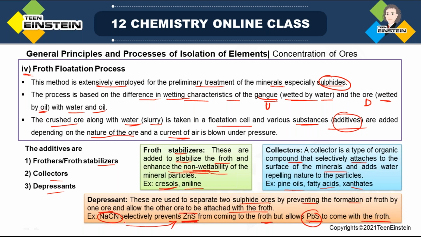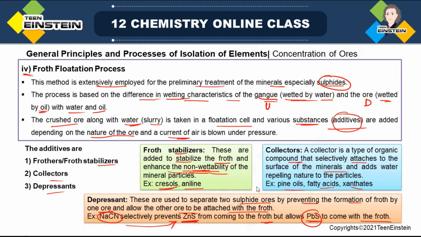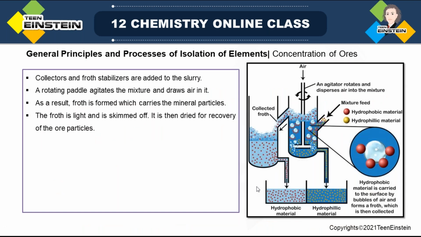But what is the mechanism? If you do not see that, you will not be able to understand how all these additives are actually working. In the next slide, we will see the process and how it works. As mentioned here, this is the flotation cell. First, collectors and froth stabilizers are added to the slurry, that is water plus ore. After adding all this, you feed this mixture through this tube.